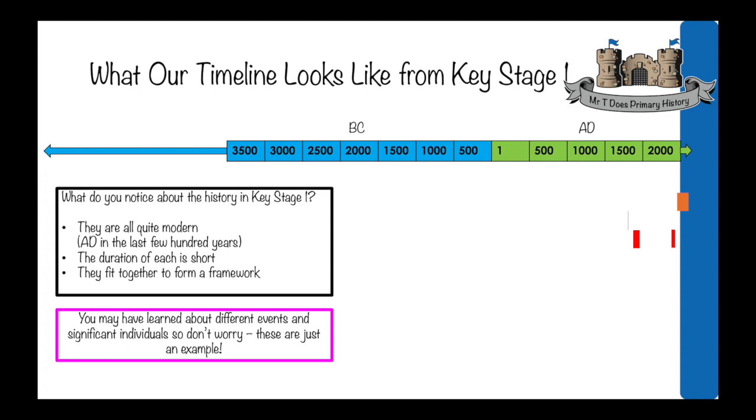On here, I've added a bar to represent changes within living memory. That's the top orange one. The Great Fire of London, which is the very small rectangle in the middle. And then the lives of significant individuals are Captain Cook and Amy Johnson. You might have learned about different events and significant individuals, so don't worry if you did. These are just an example, and it's not a problem. But they are really interesting, so if you haven't learned about them, possibly something that you might want to look into. Now, let's recap on those key principles before we move on to look at Key Stage 2.